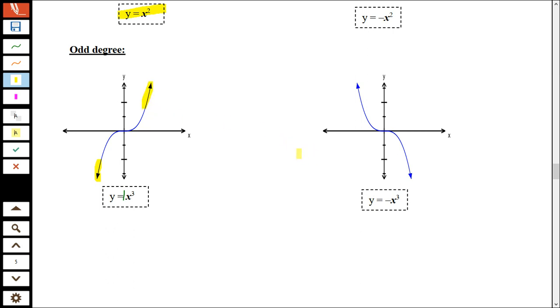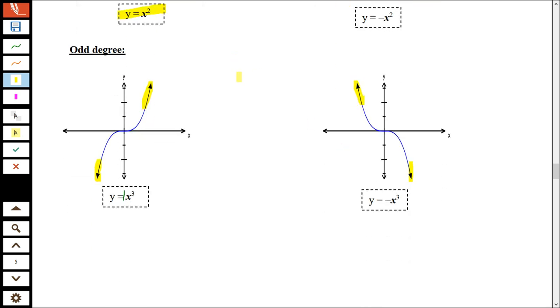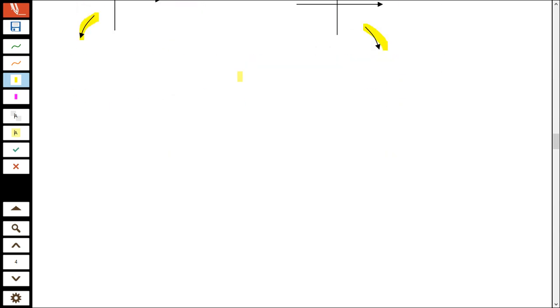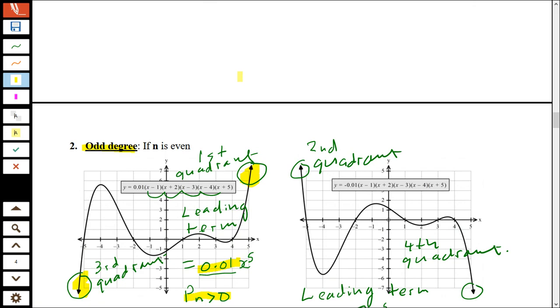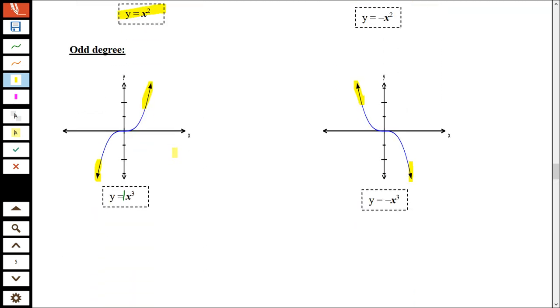And I think of the most simple cubic with a negative leading coefficient, and that's y equals minus x cubed, and I know how to draw that. So that begins in the second and finishes in the fourth. So if you remember these basic graphs, then you're fine to remember everything about the odd and even degrees up here. Okay, so just think that the odd and even degrees can be simplified down to just a y equals x squared and y equals x cubed case.